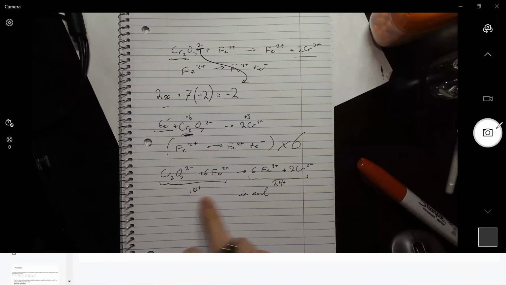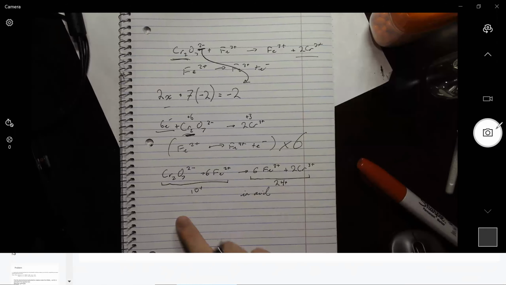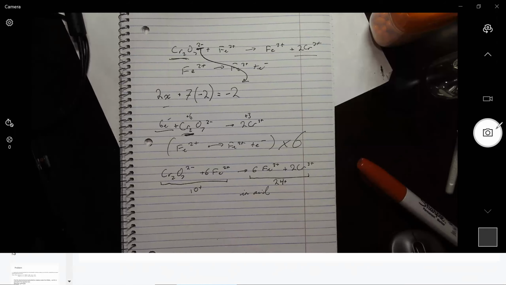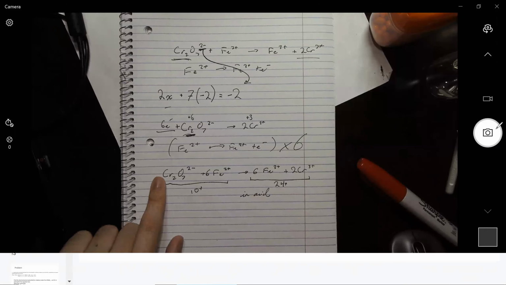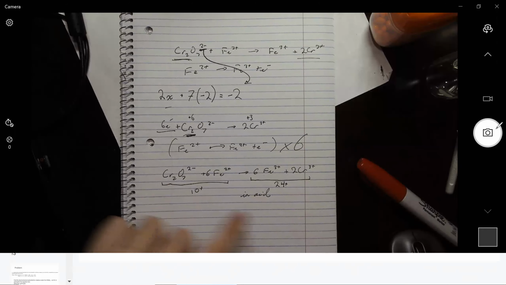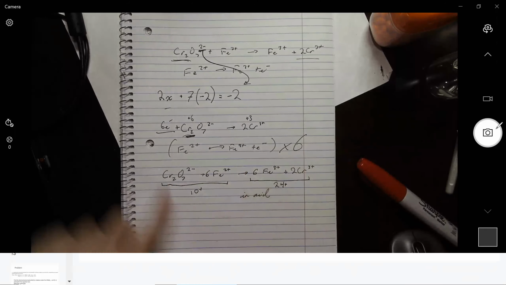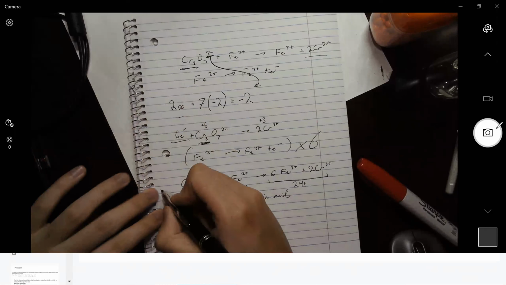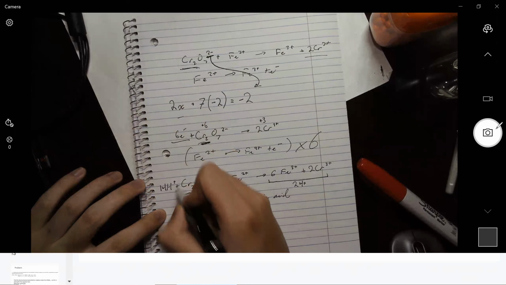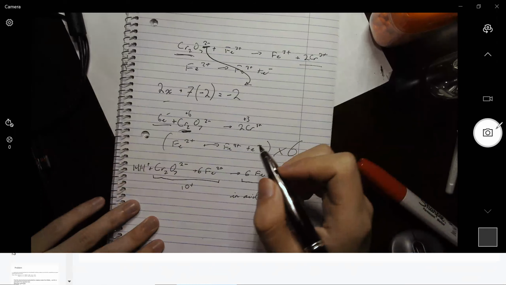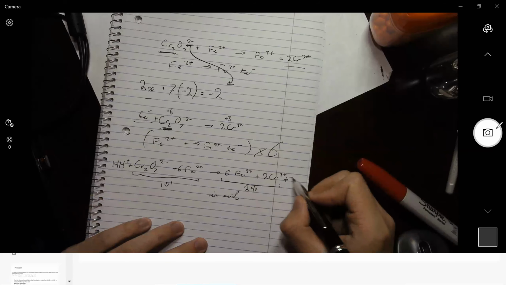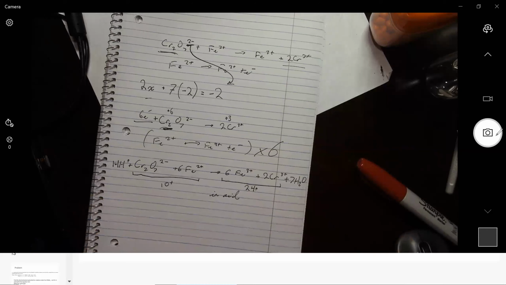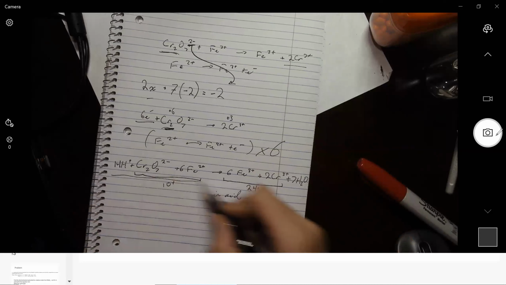So we need to add 14 because the difference between 10 and 24 is 14, right? And additionally, we need to add them to the left side, right? Because this side is more positive than this side. So we need to add more positive stuff to this side. So we add 14H plus. And then we just need to add 7H2O to balance that out. Okay? So this is the final reaction.